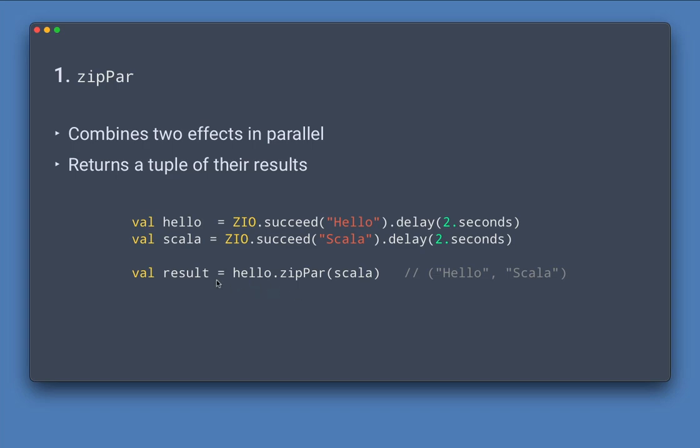And remember that this is a Zio effect, so nothing happens yet. But when this is run, after about 2 seconds, we'll end up with this 2-element tuple down here, containing hello as one string and Scala as a second string. And I want to emphasize the 2-second total, because if these ran sequentially, that would take 4 seconds. But because I'm running these 2 in parallel, it'll take about 2 seconds total.